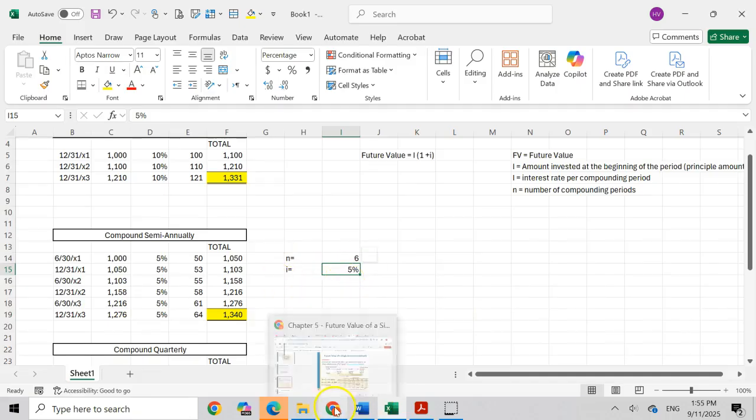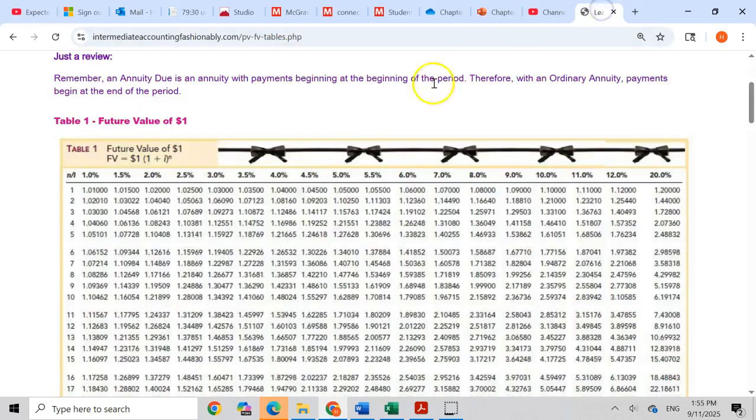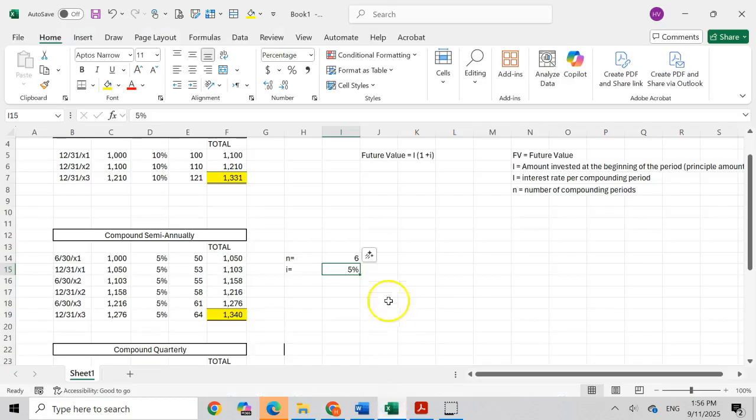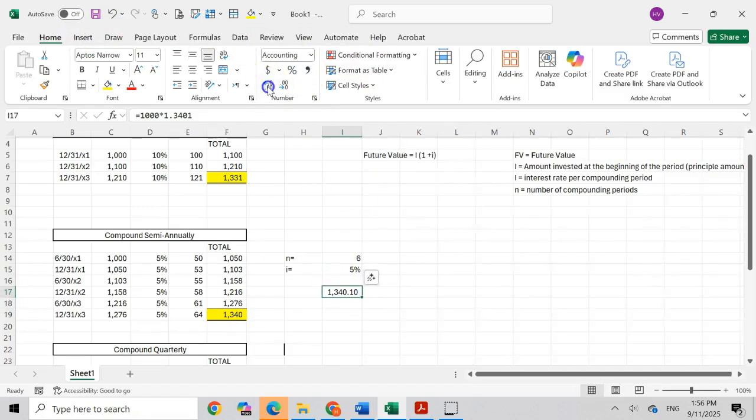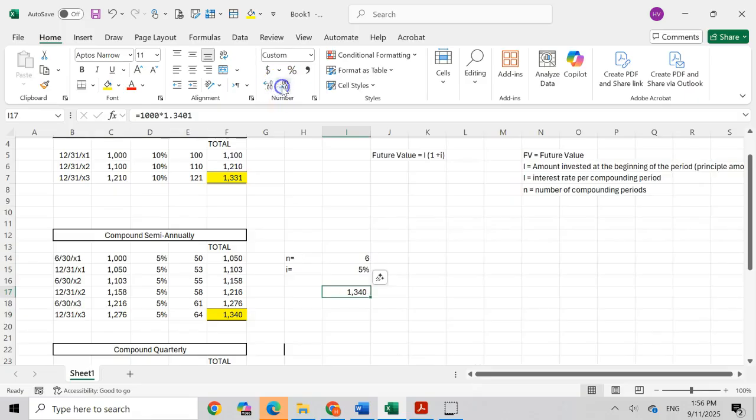So when I look at my factor table, I'm going to go n equals 6, i equals 5%. So let's go in here to my factor table. My n equals 6, and now my interest rate is cut in half because I do compounding twice a year. So I go to 5%, and it is 1.3401. I hope you can see that right. Oops, right there. 1.3401. Let's go back here. So if I say equals $1,000, which was my principal amount, times 1.3401, I get $1,340.